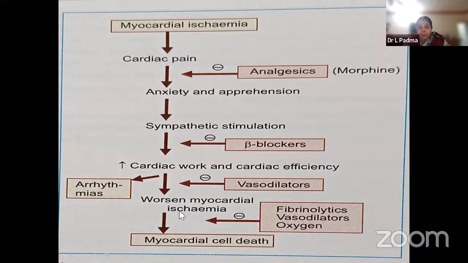All these can worsen myocardial ischemia. So for that, you use fibrinolytics to see that there is patency. Give oxygen because the oxygen supply is very low, so that you are ultimately preventing infarction and cell death.